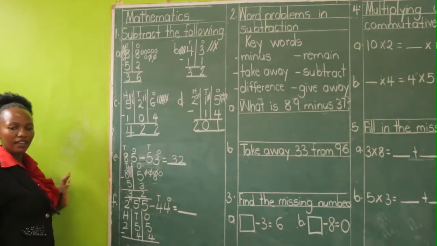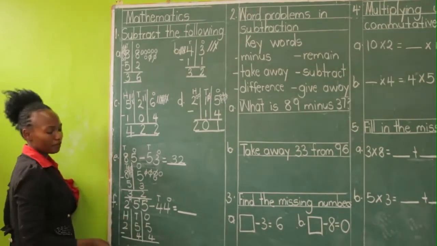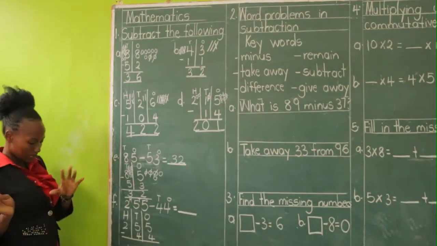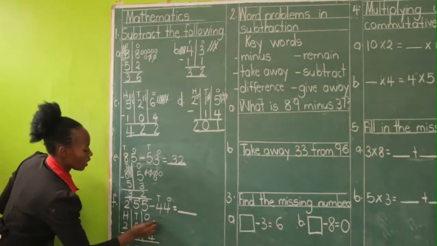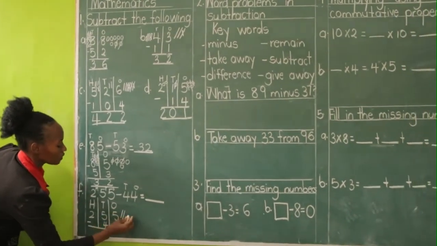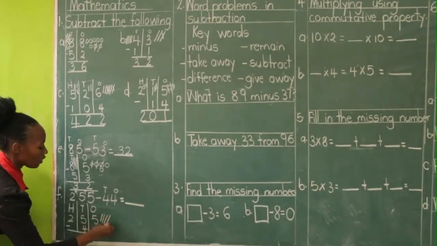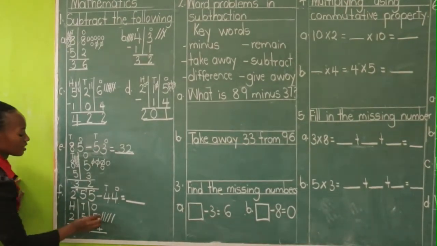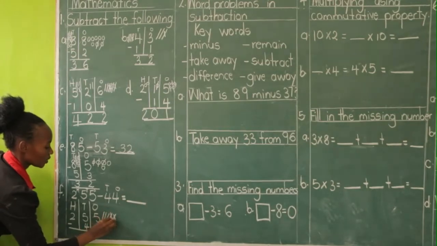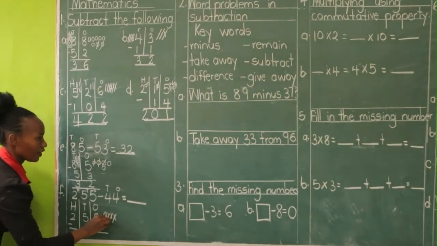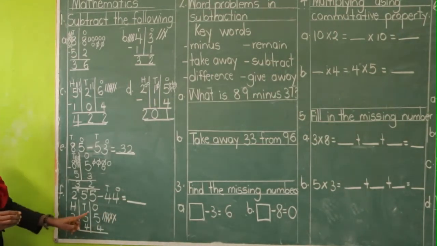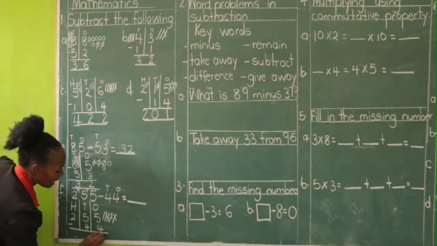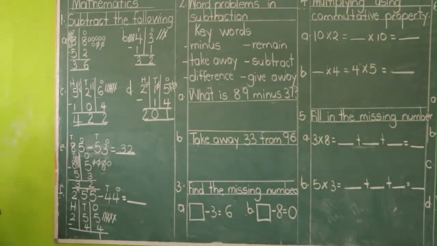5, take away 4. I draw 5 balls. This time around, let's use the sticks. 1, 2, 3, 4, 5. I cross out 4. 1, 2, 3, 4. Then I've remained with 1. I put my number 1 there. I got the next one.